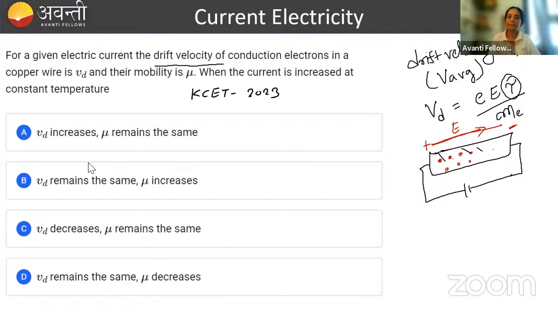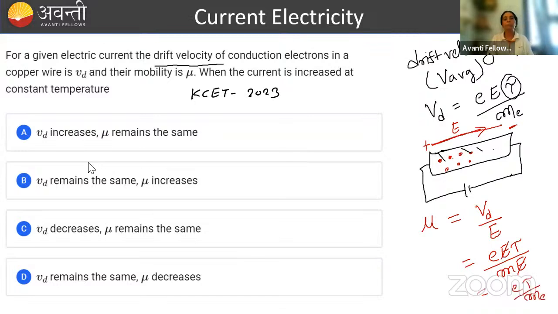Now see, there is one more term, that is your mobility. So what is this mobility? That is generally indicated by mu, and it is written as drift velocity per unit electric field. Okay, so if you put the formula e tau by m, and this is your electric field, so this will get cancelled. So mobility is e tau by m, where m is mass of electron.